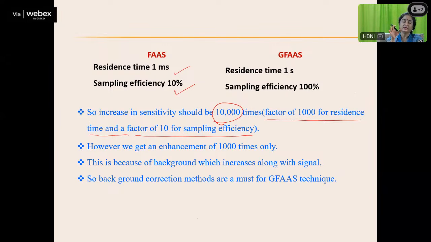However, practically, we found that the enhancement is of 1000 times only. This is because the background increases along with the signal. As the signal gets increased, you can go to a lower level in case of GFAS, but the background also gets increased. So because of the background, the increase in sensitivity is not 10,000 but 1,000. So background correction methods are a must for the GFAS technique.